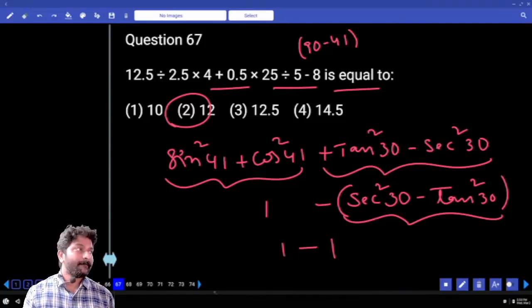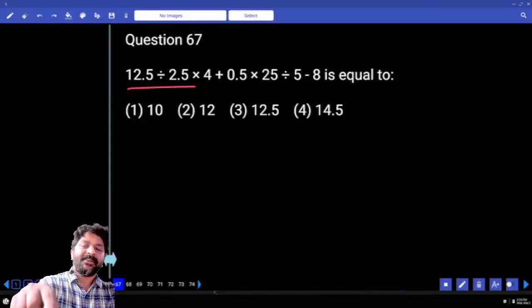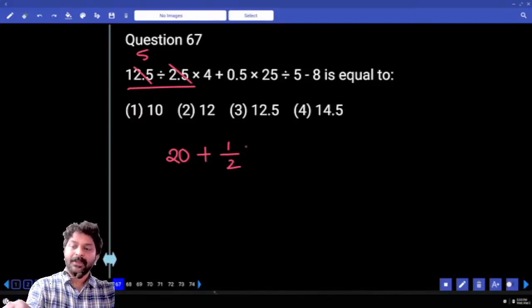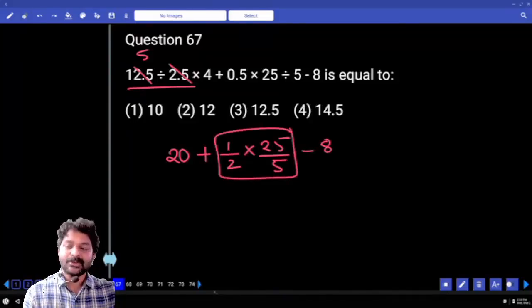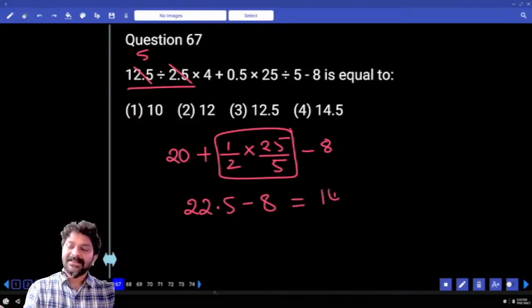Okay. This one we can write as 125 by 25. How many times is this? 5 times. 5 into 4 is 20, plus 0.5. I'll write it as 1 by 2 into 25 by 5 minus 8. So the entire value is 25 by 10, which is 2.5, correct? 20 plus 2.5 is 22.5. From that, if you subtract 8, the answer is 14.5, fourth option.